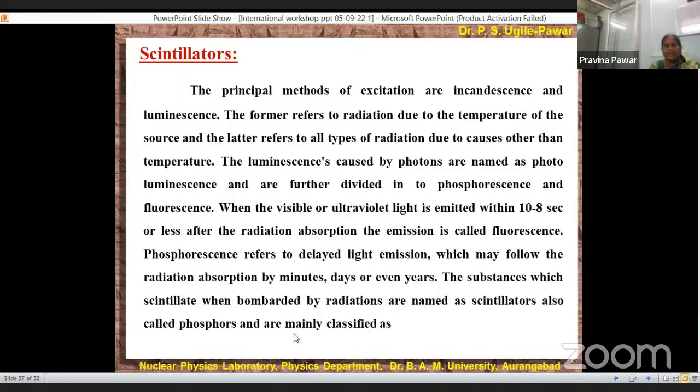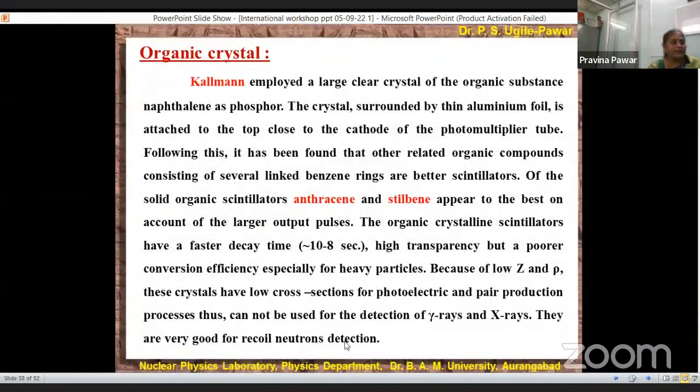The substances which scintillate when bombarded by radiation are named scintillators, also called phosphors, and are mainly classified as organic crystals. This employed a large clear crystal of the organic substance naphthalene as phosphor, the crystal surrounded by thin aluminum foil and attached close to the cathode of the photomultiplier tube. Following this, it was found that other related organic compounds consisting of several linked benzene rings are better scintillators. Of the solid organic scintillators, anthracene and stilbene appear to be the best on account of the larger output pulses.